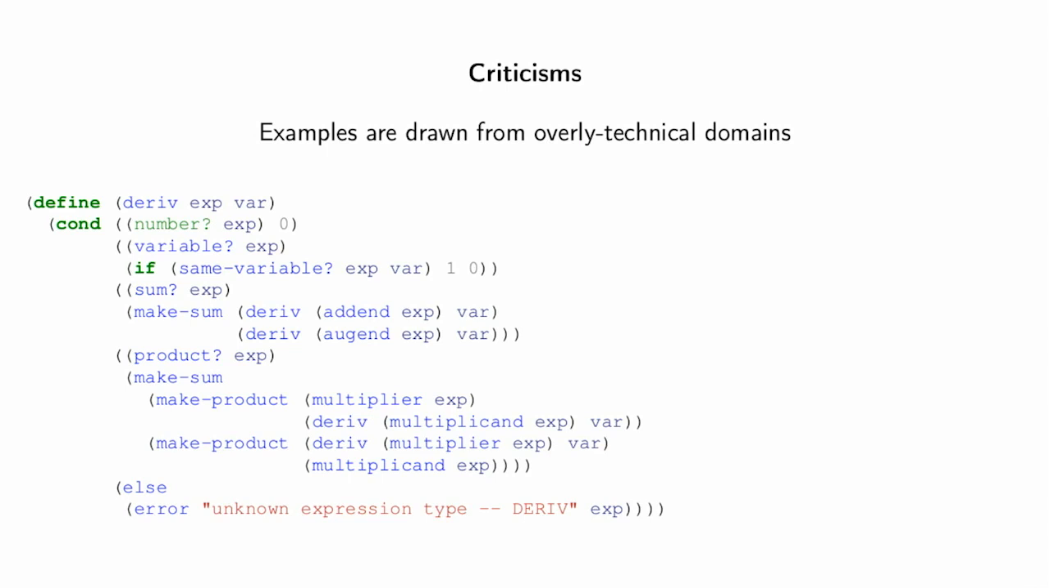So one of the problems is nearly all the examples in SICP are drawn from extremely technical domains. So I said we learn symbolic computation with quotation. We do that by writing a derivative program. And I personally would like to be able to teach programming to people who don't know calculus at all. I think that's a reasonable goal.